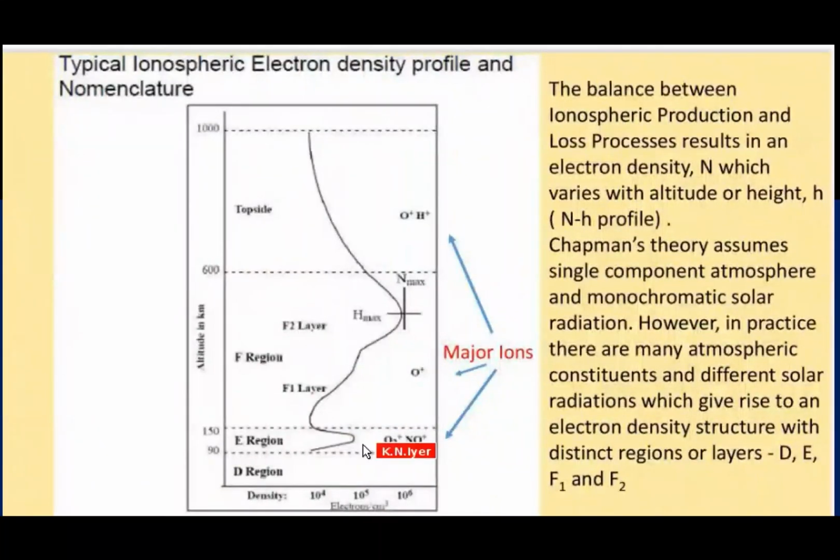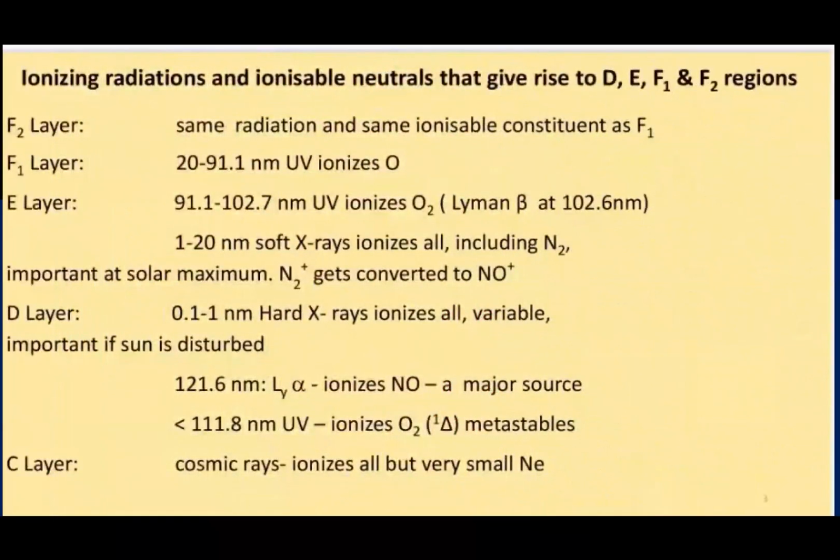The picture also shows what are the major ions in these regions. For example, in the E region, it is molecular ions, O2 plus and NO plus. In the F region, it is atomic oxygen ions, O plus, and in the topside, it is O plus and also H plus. So as we can see here, as you go to higher heights, the mass of the ions decreases. So that means the lighter ions occupy the higher heights and the heavier ions occupy the lower heights. So this is the typical electron density variation with respect to height.